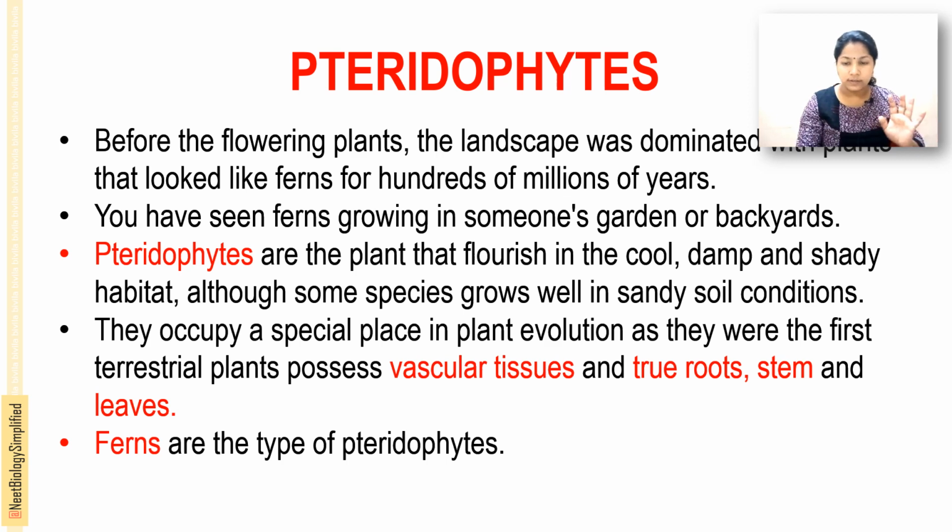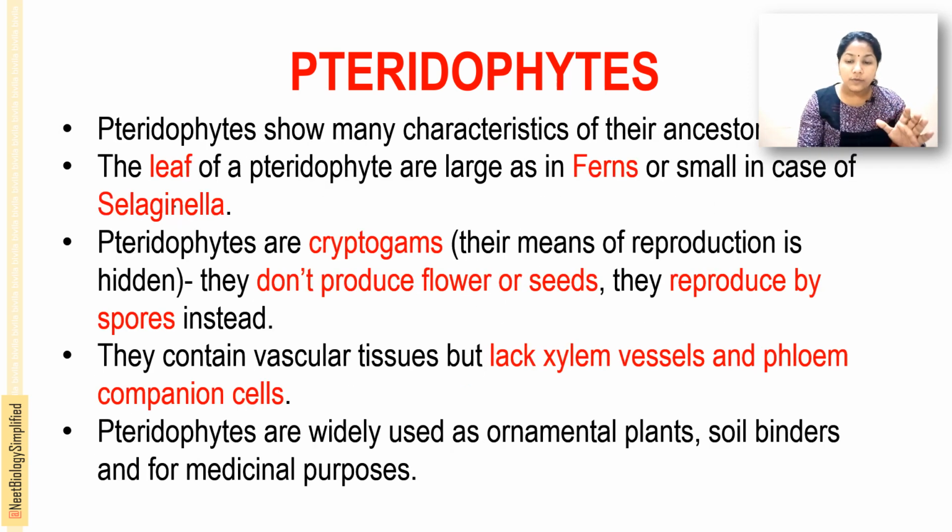Pteridophytes show many characteristics of their ancestors. The leaf may be large or small: large in ferns, and small in the case of Selaginella. Pteridophytes are cryptogams.